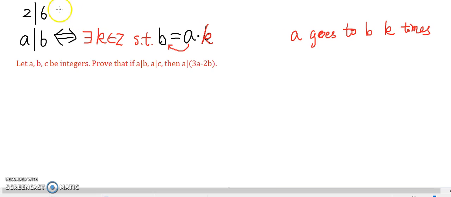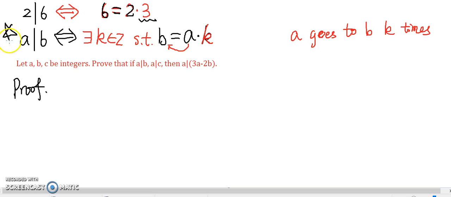Similarly, if we want to prove 2 goes into 6, what we need to do is to show 2 goes into 6 a certain number of times. We found out it's 3 times. So this is the proof. If you can write the number 6 as 2 times an integer, then you can prove 2 goes into 6. Okay, so let's take a look at the problem here, how we write the proof.